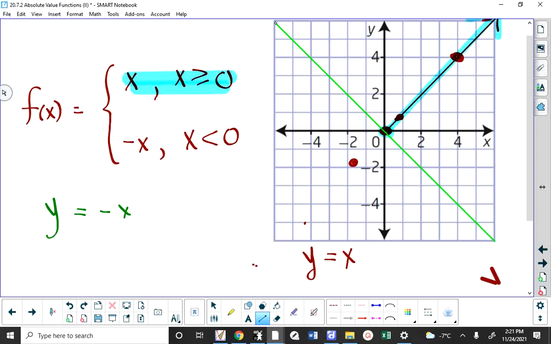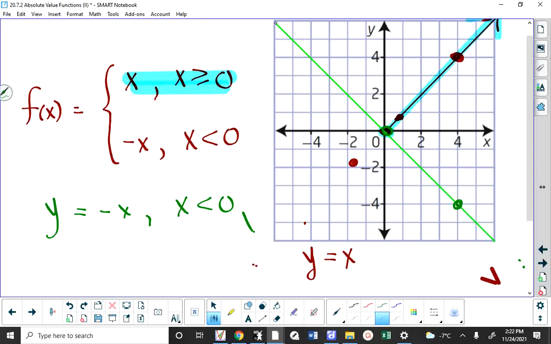But y equals negative x is only good if x is less than 0. Follow this very carefully. Is x less than 0 here? No, x is positive. This is not going to be a point on the second part of the function. Is x less than 0 here? No, that's not a point. And that means it's a circle. It isn't actually a point there. I'm just indicating that that's where it's not a point.